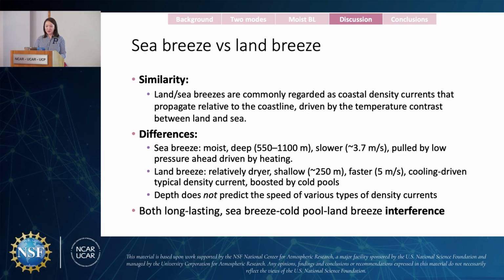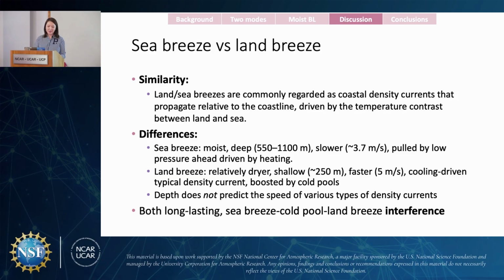So on this slide, I will compare sea breeze and land breeze and explain how they interact. First, they have similarities. They are both commonly regarded as coastal density currents that propagate relative to the coastline, driven by the temperature contrast between land and sea. And they also have many differences.